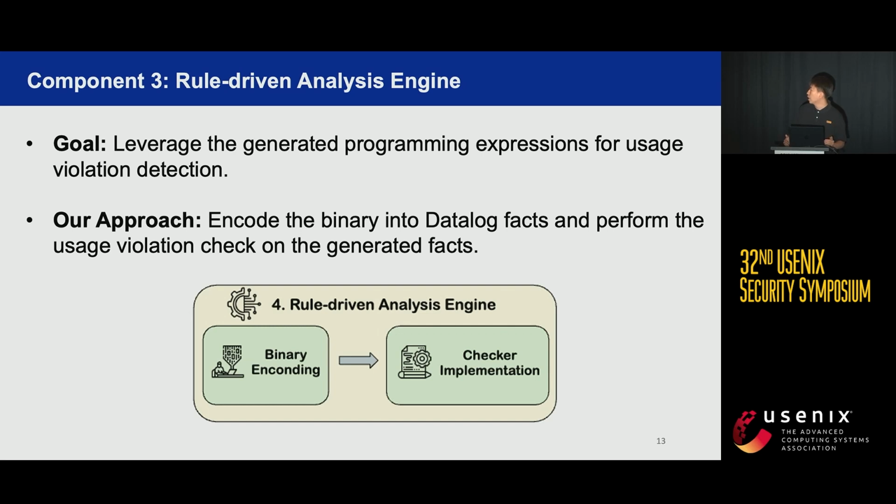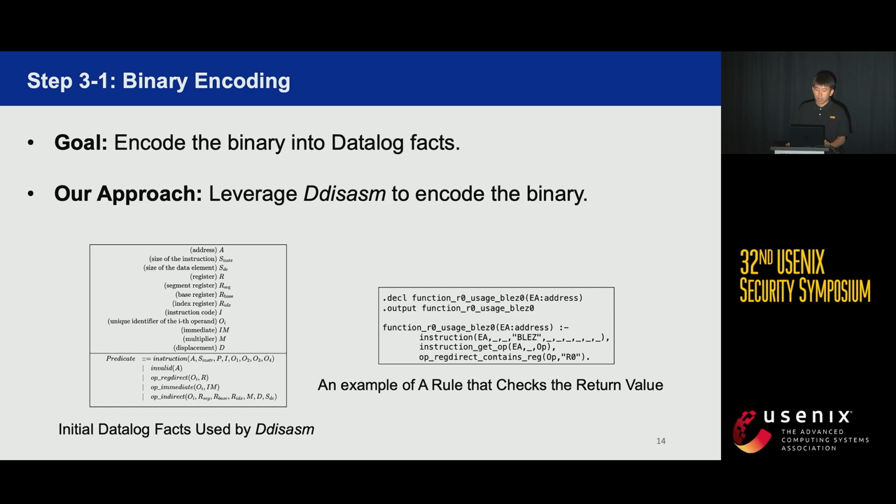For the process of encoding the binary into Datalog facts, you can regard it like this: we first get the data in binaries, and then we store the data into a specific database, and then we can easily perform the check on these generated facts. Our first step is to encode the binary. We introduce DDSM. DDSM is a very nice piece of work, and it provides a set of standards to encode the binary into initial Datalog facts. But we find it's not enough because we want to know the operation of some specific registers.